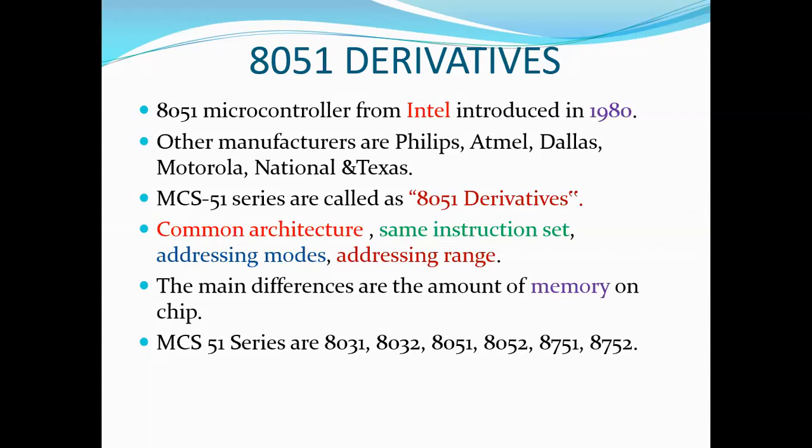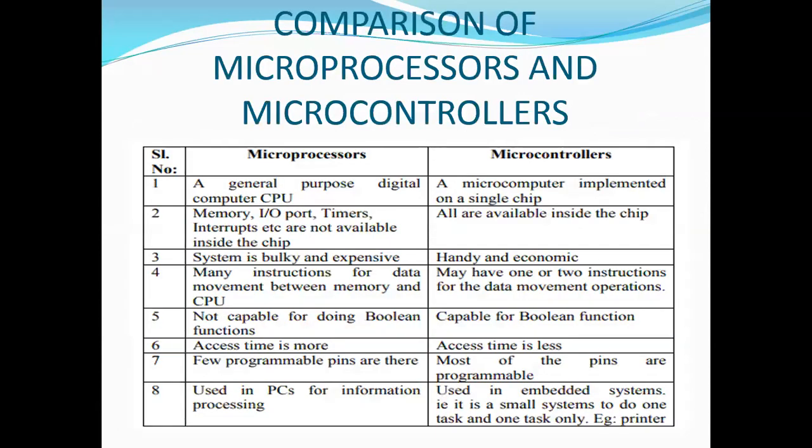The 8051 was first developed by Intel in 1980. Afterwards, Philips, Atmel, Dallas, everybody developed with the same architecture, instruction set, addressing modes and addressing range. So these are called derivatives of 8051. The different types of ICs are 8031, 8033, 8051, 52, 751 and 752, 952, 951, and like that, different derivatives are available. Similar ICs of this are called derivatives of 8051.